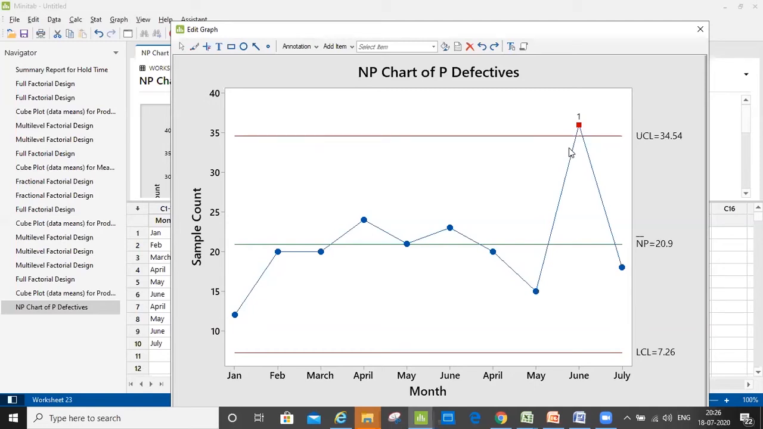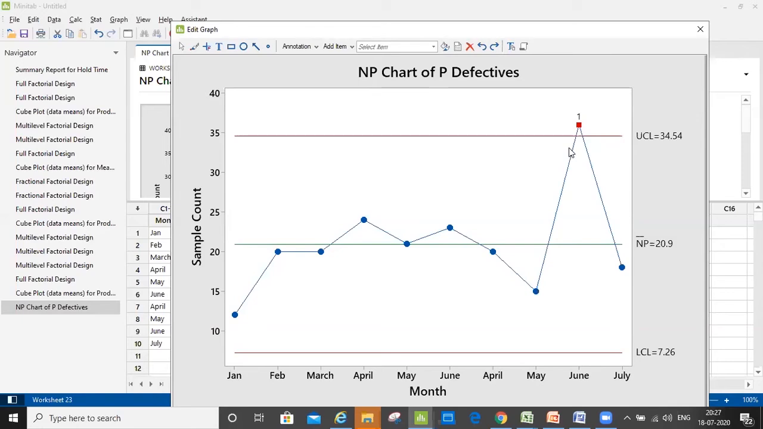So Minitab automatically calculates it. Yes, Minitab automatically calculates it. We just put in the data here and Minitab has calculated. So when you see the other types of control charts, you would see the UCL and LCL being calculated automatically. We don't have to do anything here. It happened in a fraction of a second.